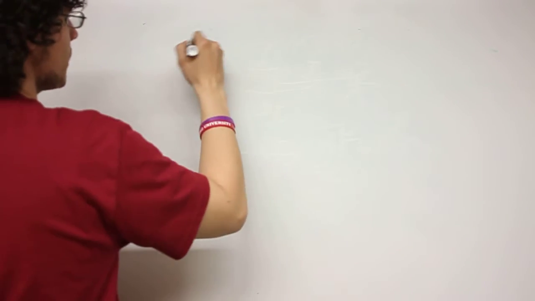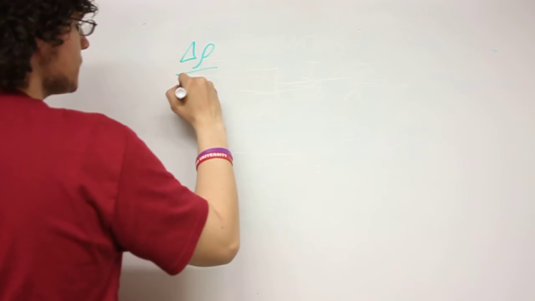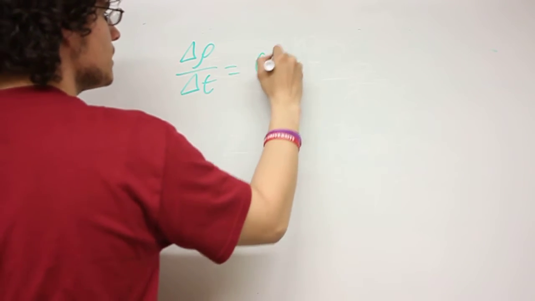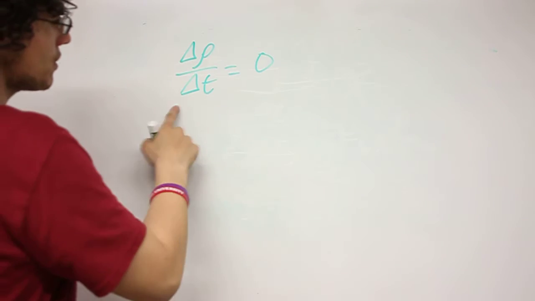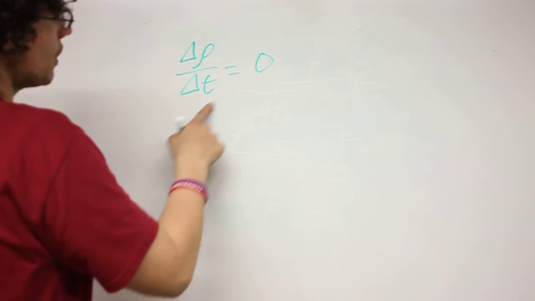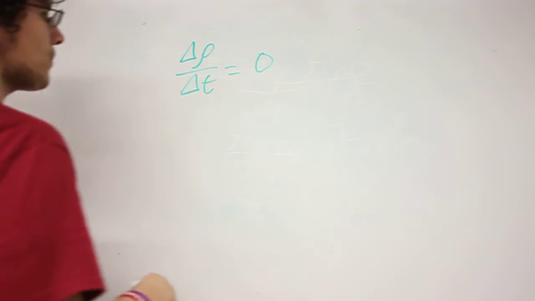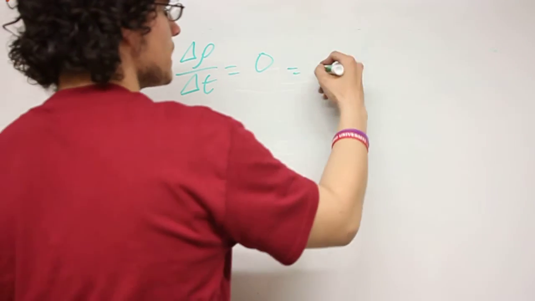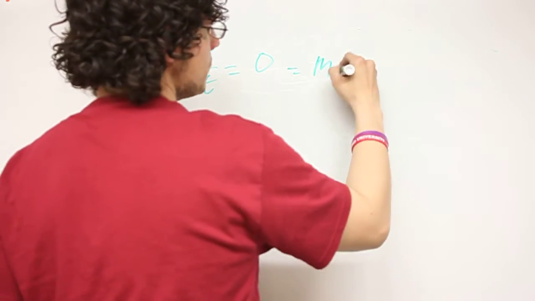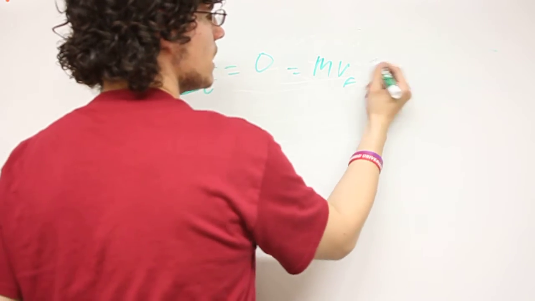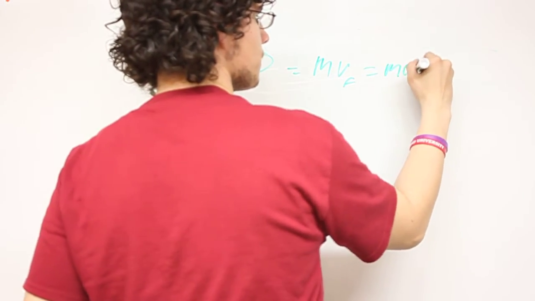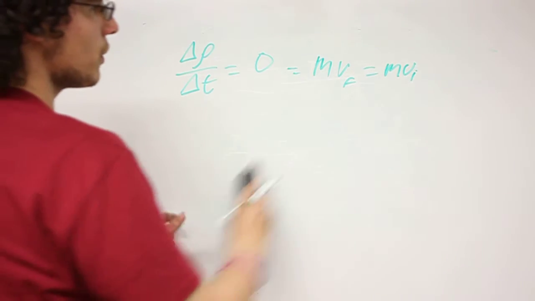Now, again, what does this mean? Conservation of momentum means that this is 0 since the top is 0. Your time still does change, so whatever you get here doesn't matter, because 0 over whatever it is still 0. So, again, this means that your mv final equals mv initial. So, when do you want to use this?